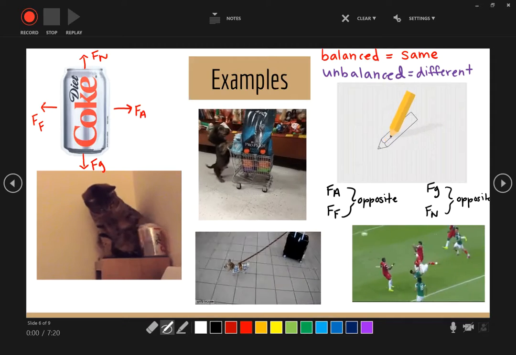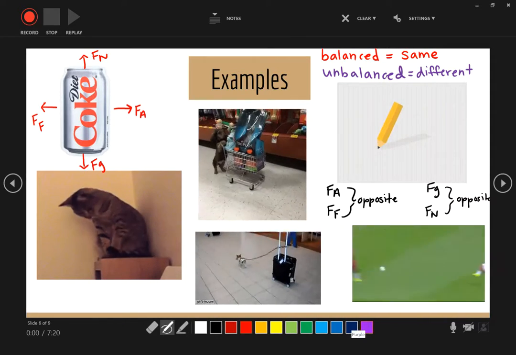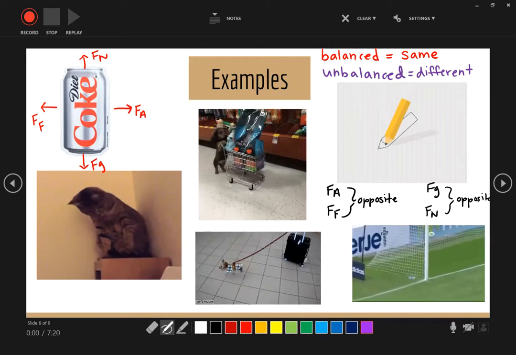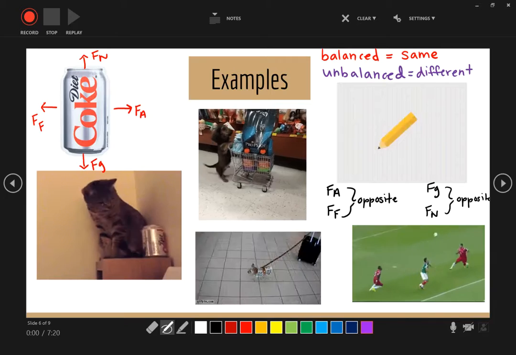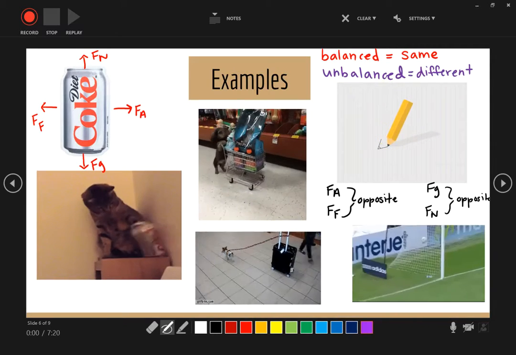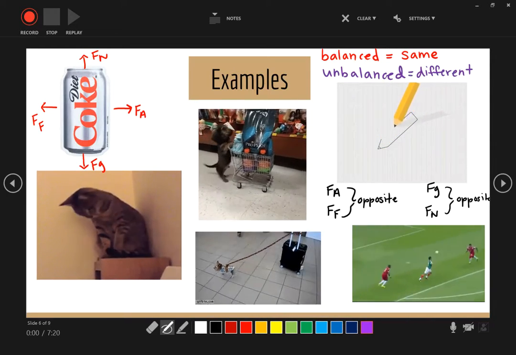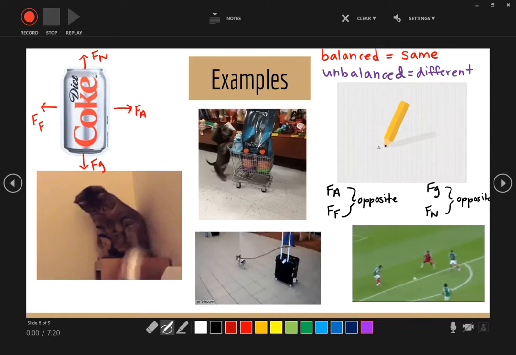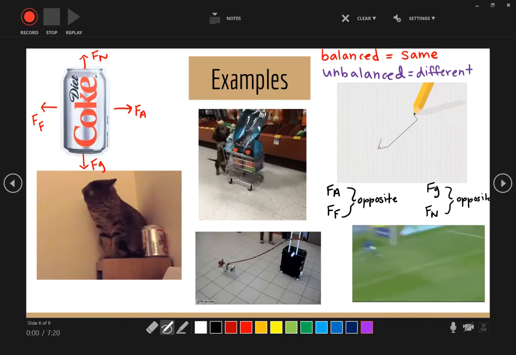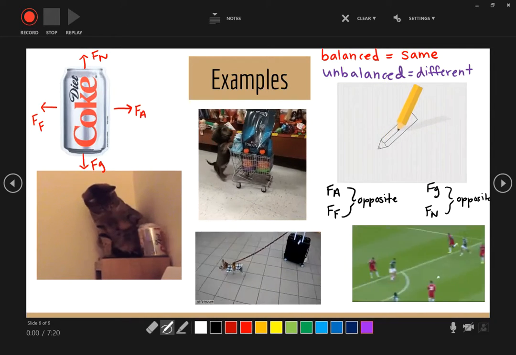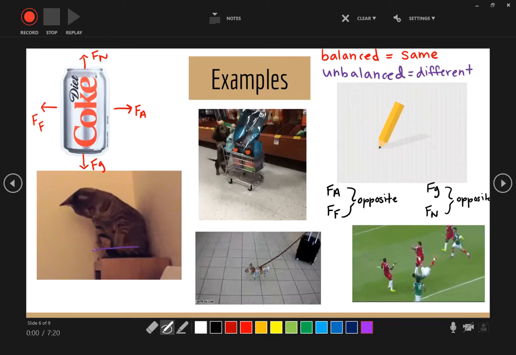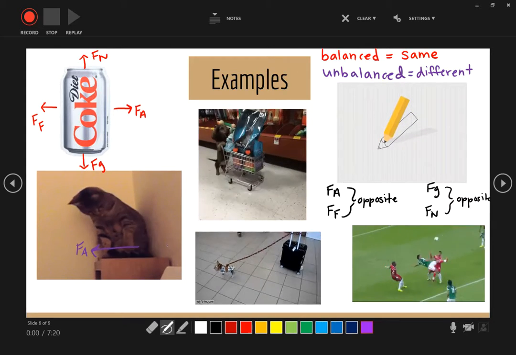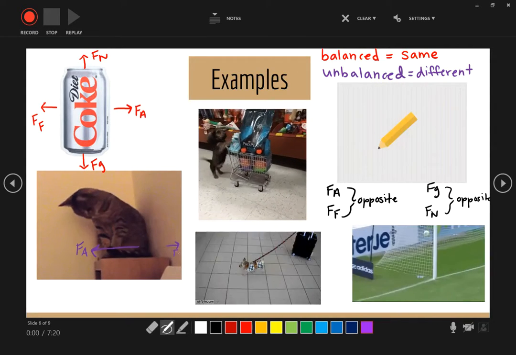Okay, let's take a look at our cat and the Diet Coke. Are the forces balanced or unbalanced? They are unbalanced because that Diet Coke can goes from sitting to moving. So, are arrows going to be the same or are they going to be different? They're going to be different. Our force applied is clearly stronger than our force of friction. So, that means I'm going to draw a longer arrow to show that the force applied is strong, while my force of friction is weaker.